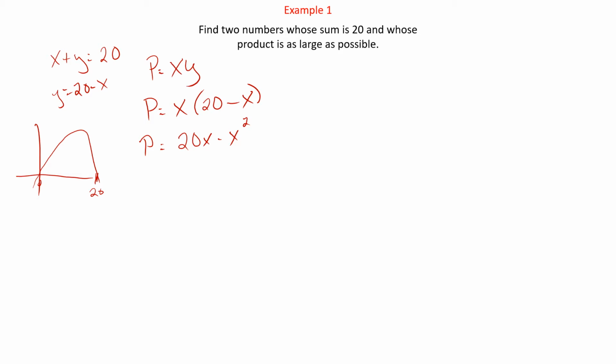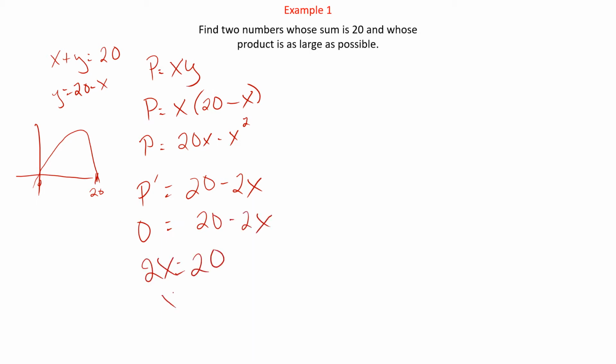To do that, we want to find the derivative. Where is the derivative equal to 0? It's not going to fail to exist here. It's a quadratic. So we want p prime will be 20 minus 2x. Set that equal to 0. So we get 2x equals 20, x equals 10. So x equals 10 is not an answer. The question is find two numbers whose sum is 20 and whose product is as large as possible. Well, if x equals 10, then y equals 10. So our answer would be 10 and 10.